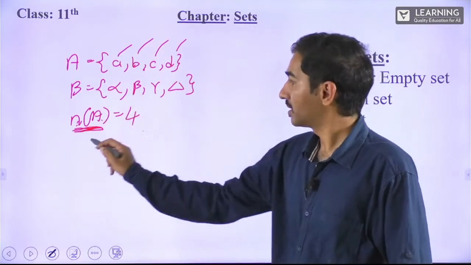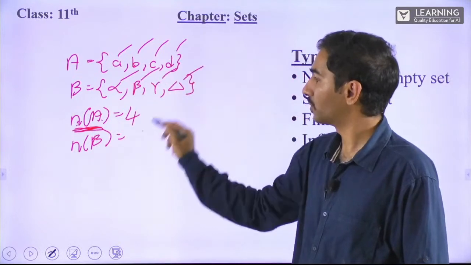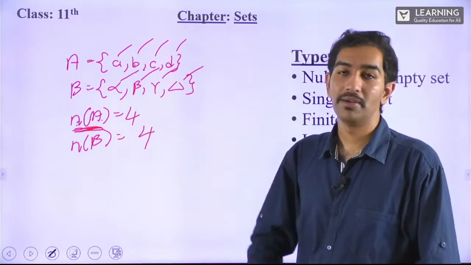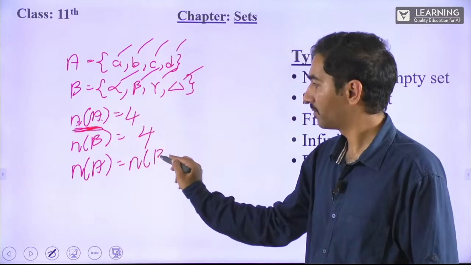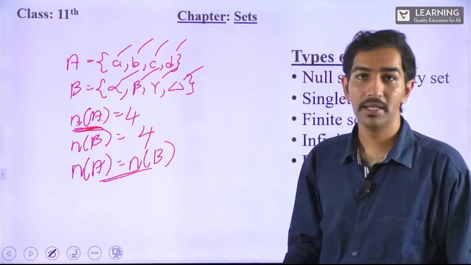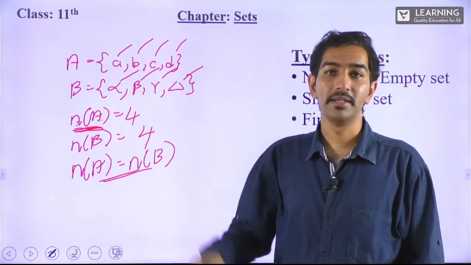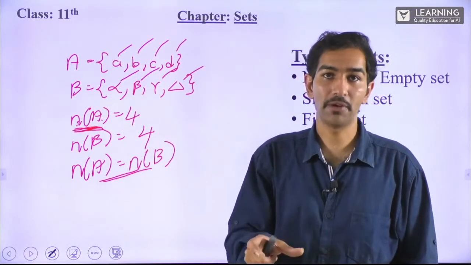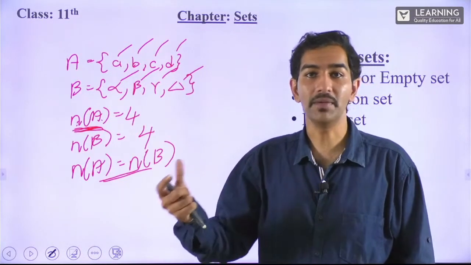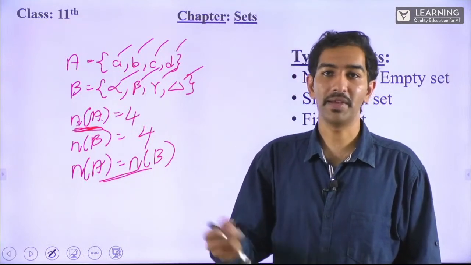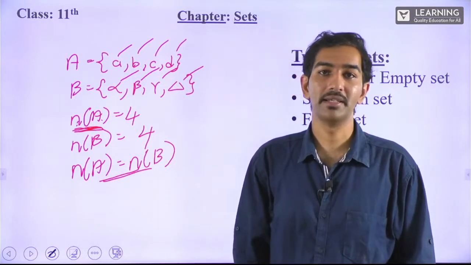Understood. Next, n(B) will be how much? Count the number of elements. 1, 2, 3, 4. 4. What can we tell now? n(A) = n(B). It means the number of elements in set A is equal to the number of elements in set B. So whenever two sets have the same number of elements, those sets are called equivalent sets. Just remember this: if n(A) = n(B), then sets A and B are called equivalent sets.